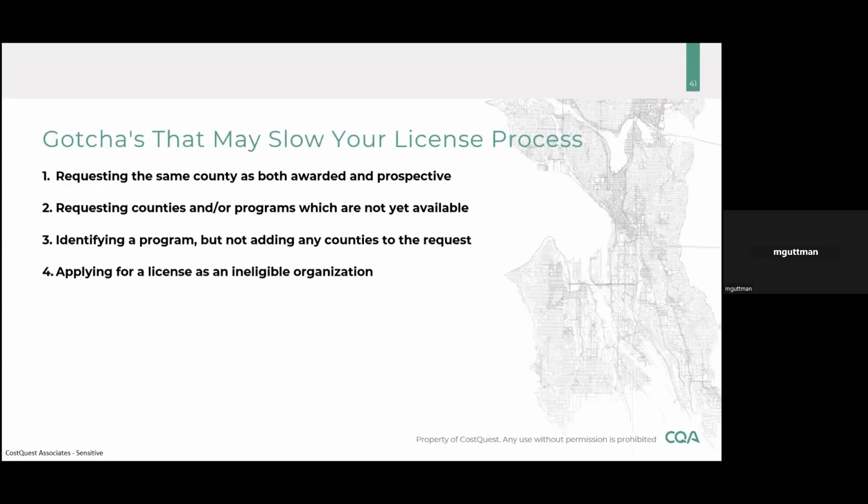Some things that might slow your license request down. We have lots of cases where people come into the system and ask us for a county and say that it's both awarded and prospective under the same program.